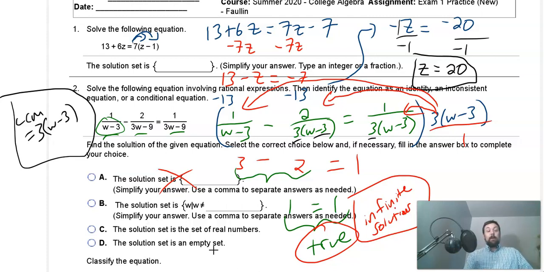D is the answer you would pick if there was no solution at all. So that's not the case either. So B and C are both for infinitely many solutions. C is the answer you would pick if it were infinitely many solutions without any exceptions. So if all real numbers are solutions to this equation without any exception whatsoever, then C would be the correct answer. But there actually is an exception in this particular problem.